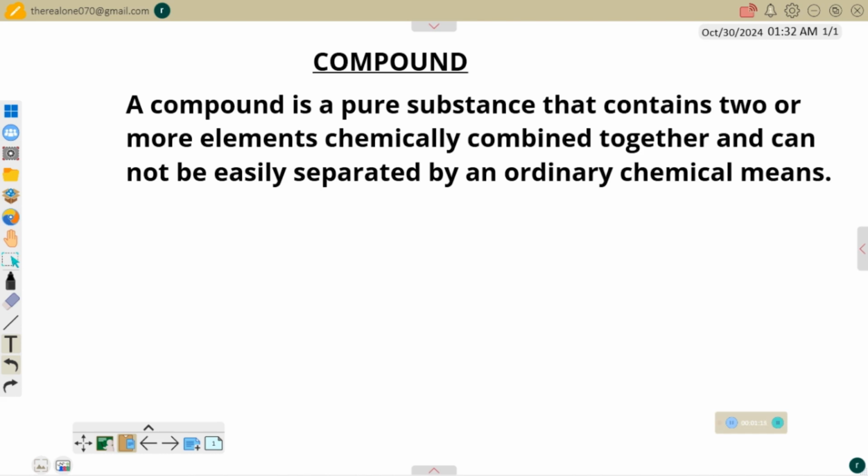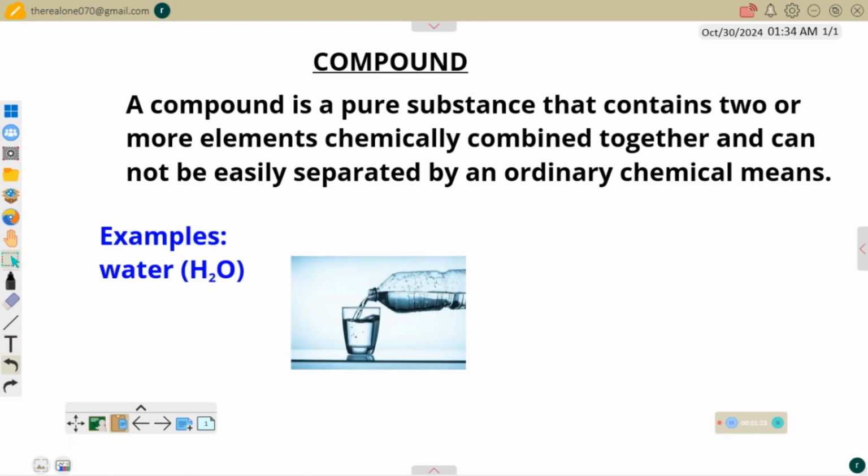So a good example of a compound is water. The water that we drink and use for our domestic activities and many other things is a compound. The chemical formula for water is H2O, meaning that a combination of both hydrogen and oxygen will give us H2O, which is water. This hydrogen and oxygen are already combined chemically, and this can never be separated easily by ordinary chemical means, unless we use some other means like an electrical method, like electrolysis.